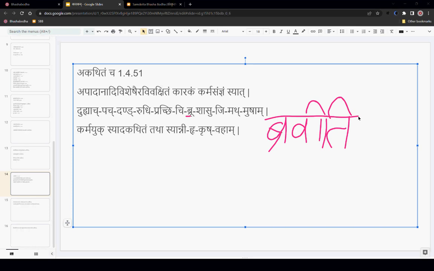Mata putraya sadhuvachanam bhashate. Mata putram sadhuvachanam bhashate. Mother tells good words to the son.